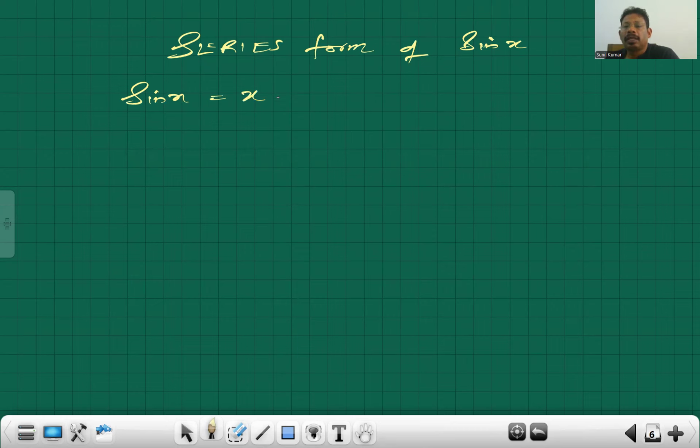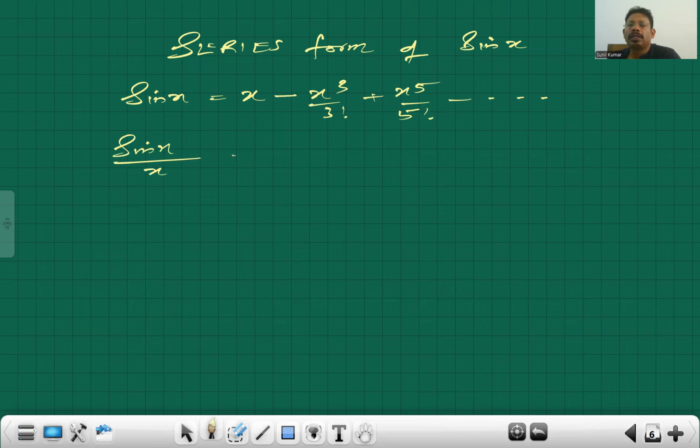Sin x is x minus x cube by 3 factorial, with alternate plus and minus signs coming. If you divide sin x by x, you see what is happening. After dividing sin x by x, the first term is 1. All other terms contain x square and higher powers of x square. This way it is moving.